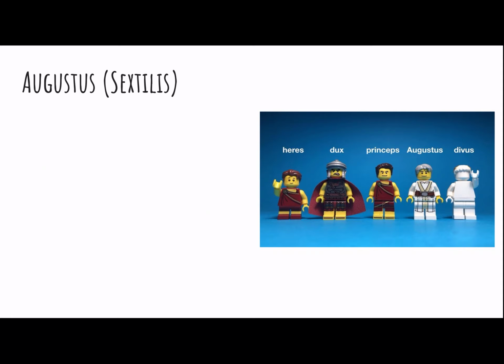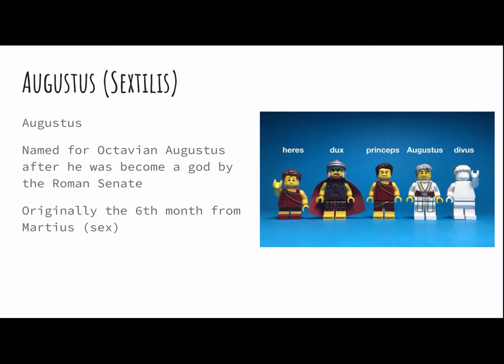Augustus, or originally Sextilis, is August. Again, just like Julius, it was named for a famous Roman, Octavian Augustus, after he was made a god by the Roman Senate. But the original name comes from the fact that it was the 6th month since Martius.